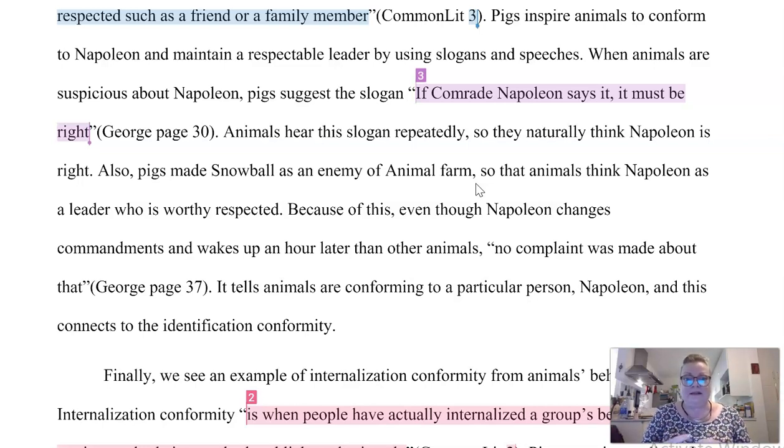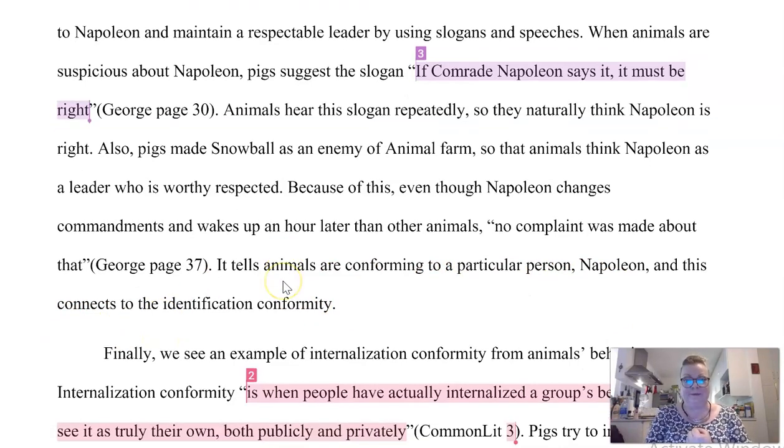Okay, so, but Napoleon comes off as this strong leader. He no longer has Snowball there to kind of divide anyone's loyalties. And because of this, even though Napoleon changes the commandments and wakes up an hour later than the other animals, no complaint was made about that. Orwell 37. This shows the animals are conforming to Napoleon, and this connects to identification conformity.